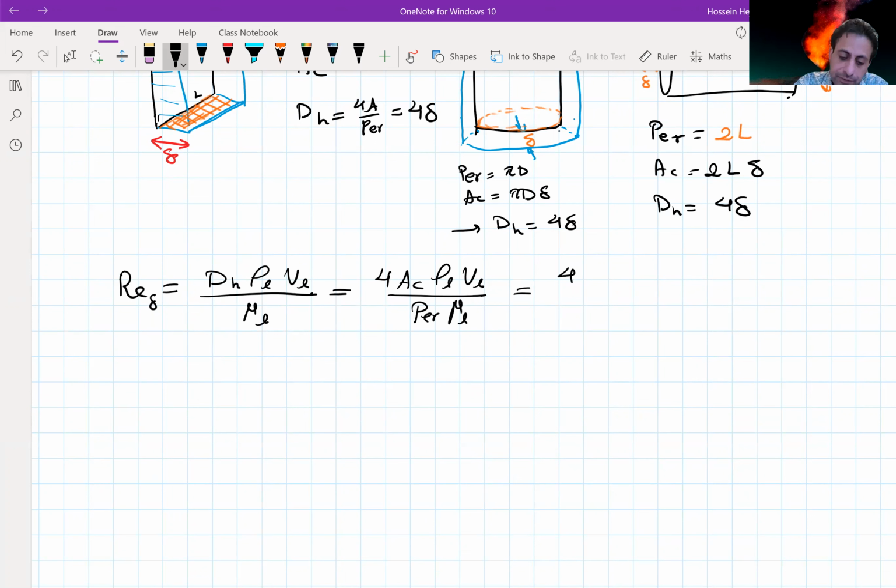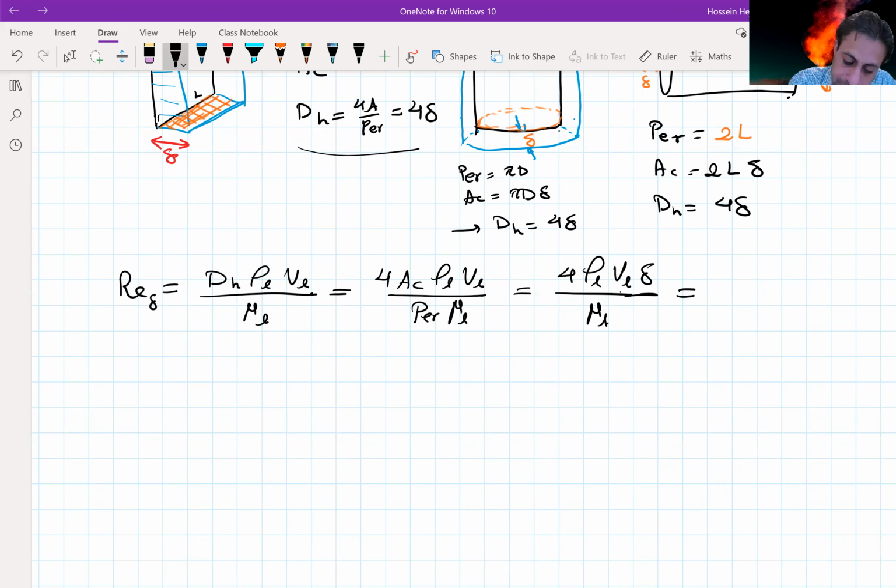And replacing with the hydraulic diameter, let's say for this flat plate, we are going to have 4 rho L VL over mu L. 4 actually delta, there's going to be delta here too. And now when you're looking at this one, this is density times velocity times the thickness that's happening here.